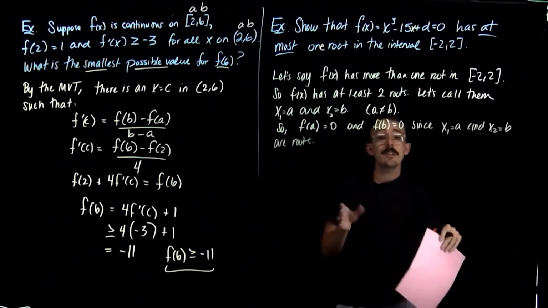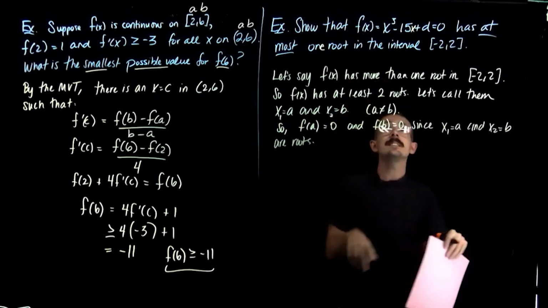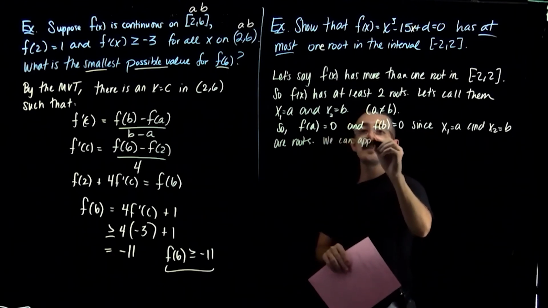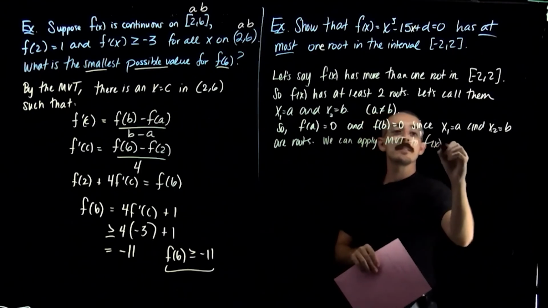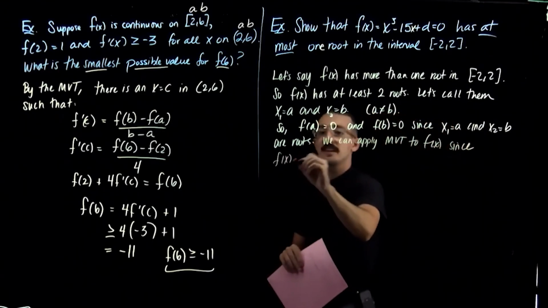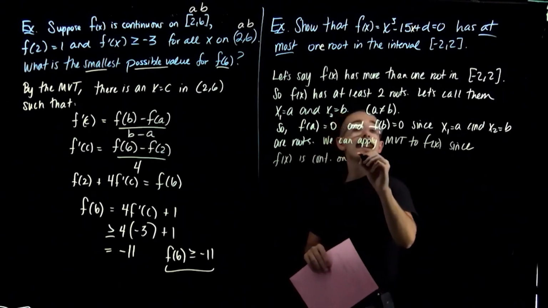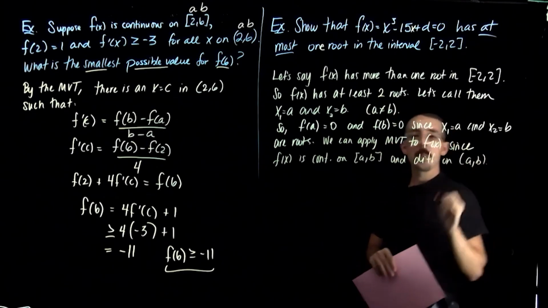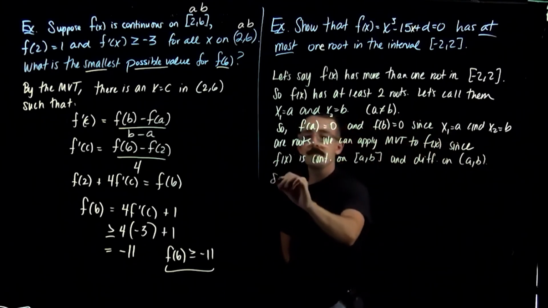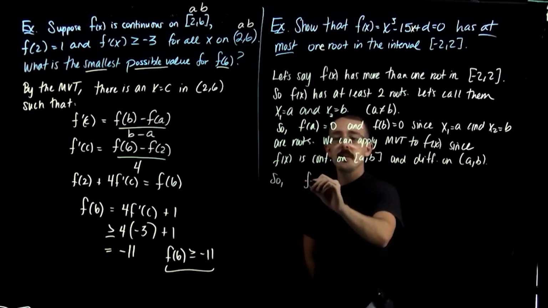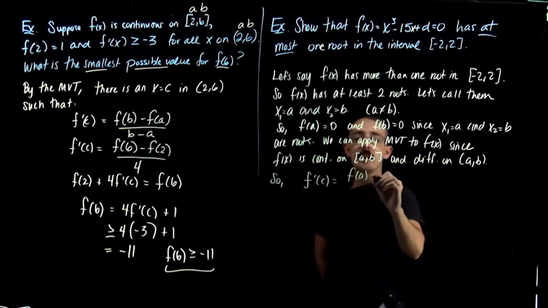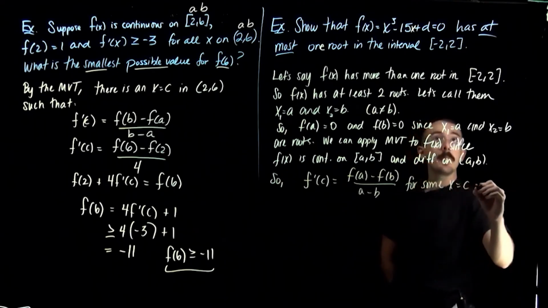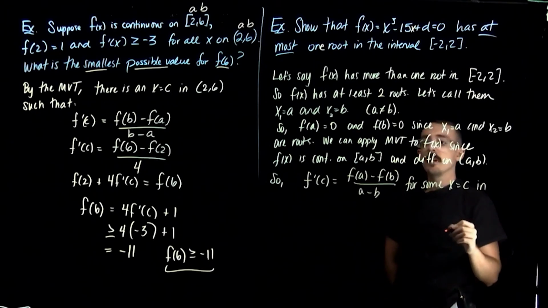Okay. So another thing is that f of x is a continuous and differentiable function on this interval. We can apply the mean value theorem to f of x, since f of x is continuous on a to b and differentiable on a to b. So let's do that. By the mean value theorem, we have that f prime of c is equal to f of a minus f of b over a minus b for some x equal to c in the interval a to b.